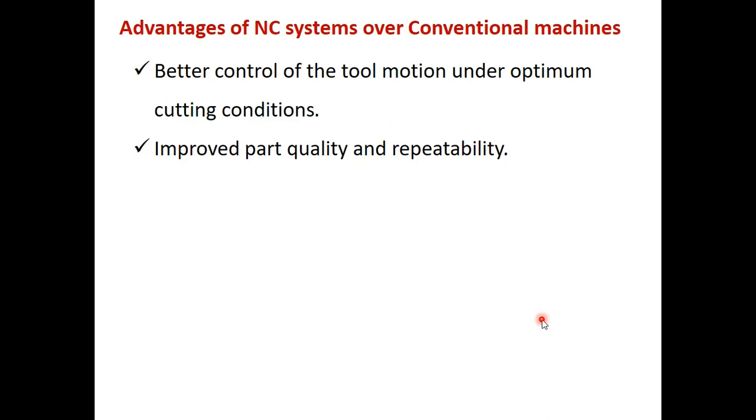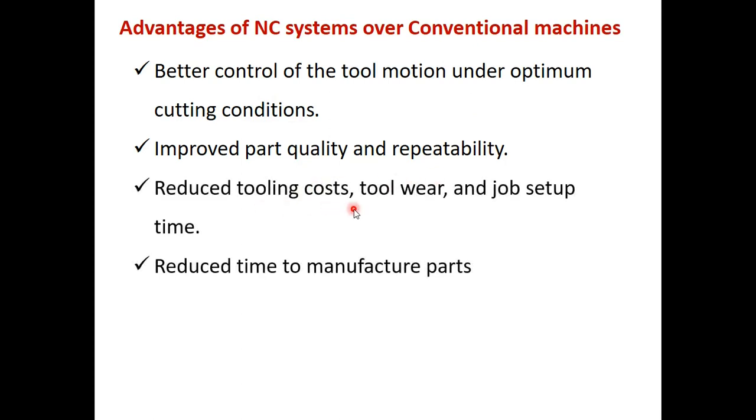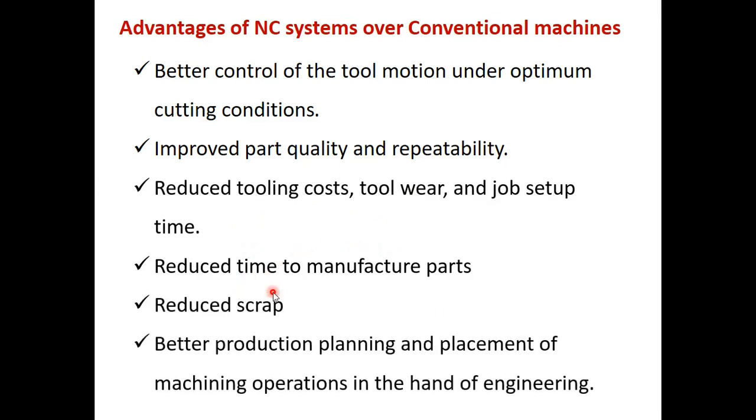So what are the advantages of NC systems over conventional machines? Better control of the tool under optimum cutting conditions, improved part quality and repeatability, reduced tooling cost, tool wear, and job setup time, reduced time to manufacture parts, reduced scrap, and better production planning and placement of the machine operation in the hand of engineering.